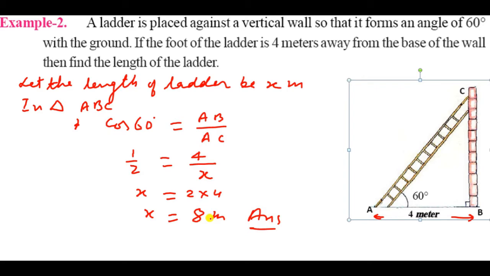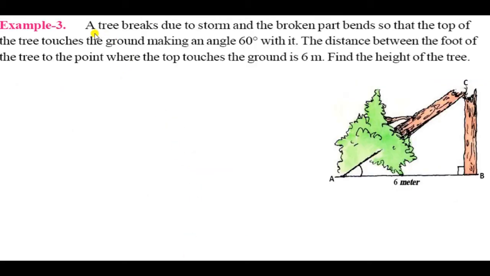Next question. A tree breaks due to a storm and the broken part bends so that the top of the tree touches the ground and makes an angle of 60 degree with it. The distance between the foot of the tree and the point where the top touches the ground is 6 meter. That one is 6 meter. And the tree is broken here, at C. Find the height of the tree. We have to find the total height.